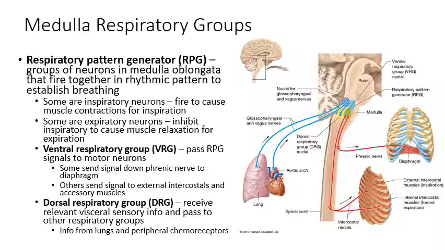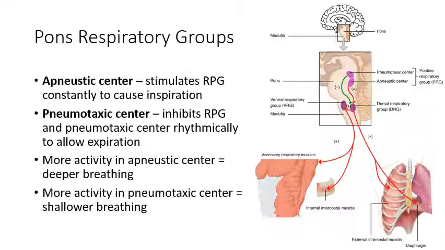Then you also have parts of the pons that are involved in controlling breathing. So there's two major respiratory groups in the pons. You have the apneustic center and the pneumotaxic center. So the apneustic center is right here, and then the pneumotaxic center is above it. The apneustic center is mostly stimulatory, so it's stimulating the respiratory pattern generator to cause inspiration, and then the pneumotaxic center is doing the opposite.